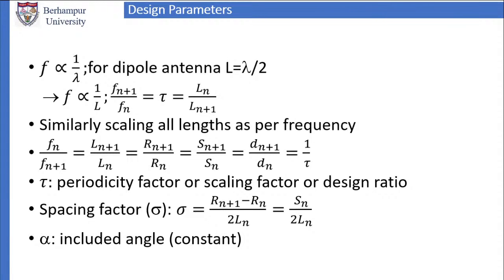Tau is called the periodicity factor or scaling factor or the design ratio. Sigma is called the spacing factor, and sigma is equal to Rn plus 1 minus Rn by 2 Ln, which is equal to Sn by 2 Ln. Rn plus 1 minus Rn is equal to Sn, that is the separation between two elements. So Sn by 2 Ln is equal to sigma or spacing factor. Then included angle alpha is constant for a log periodic antenna. Once you design the antenna, alpha is equal to constant.